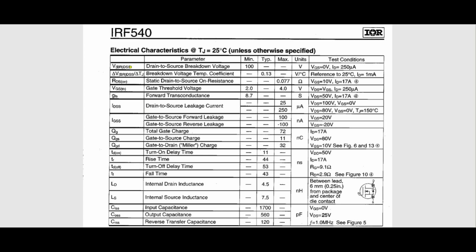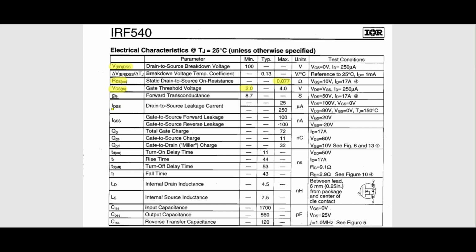Here are the electrical characteristics. Of course, V(BR)DSS, drain to source breakdown voltage, 100 volts. RDS(on), we saw from the absolute maximum ratings. VGS threshold, the threshold voltage, we saw the transconductance curve, the threshold voltage above which drain current can flow. Below the threshold voltage, there is no drain current. So the minimum value is 2 volts and the maximum value is 4 volts. Less than 2 volts, there cannot be drain current.